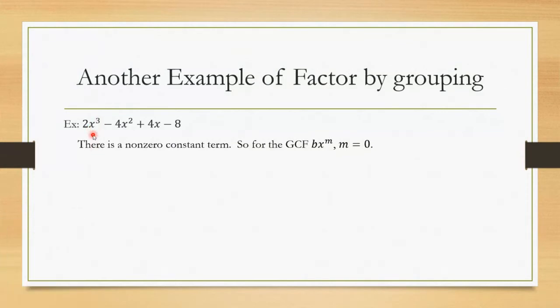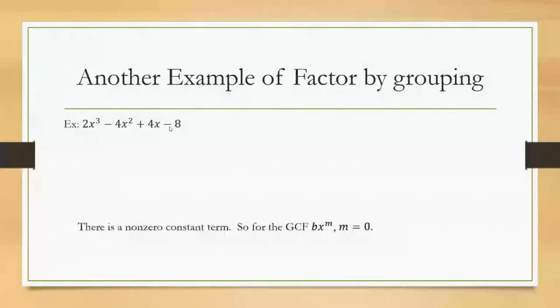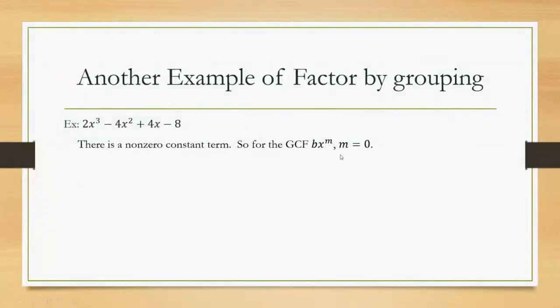Basically here, you can see that since we have a non-zero constant term, we can't factor out x. We cannot factor out x at all. Because of that, we can take m to be 0.